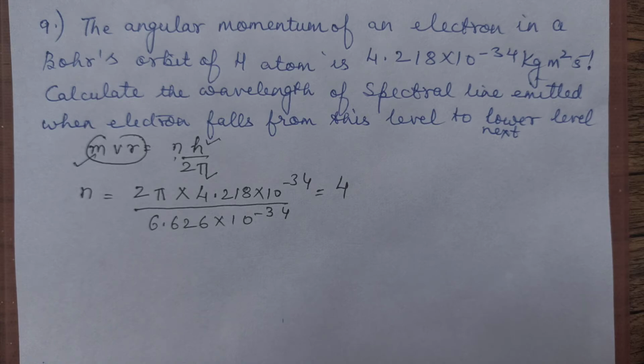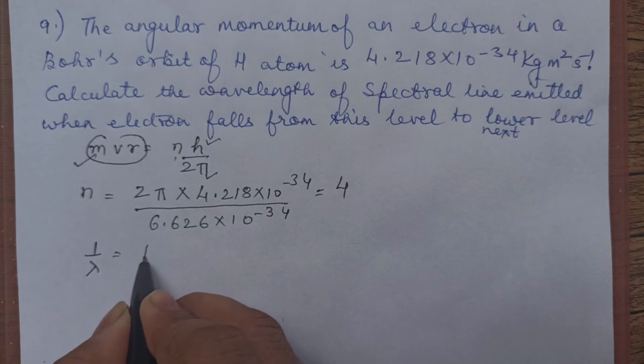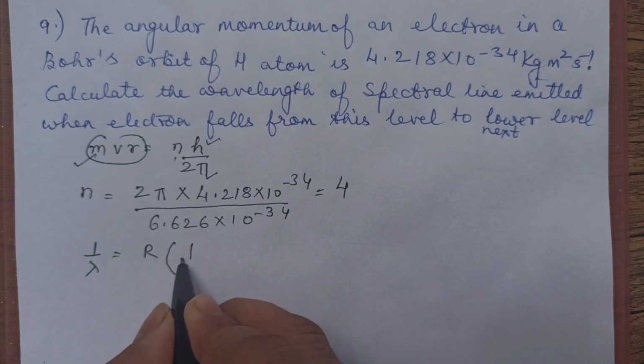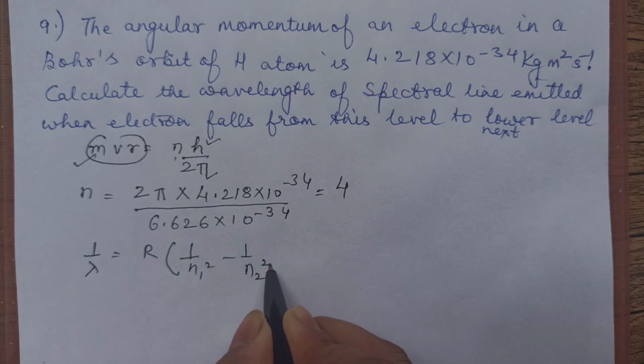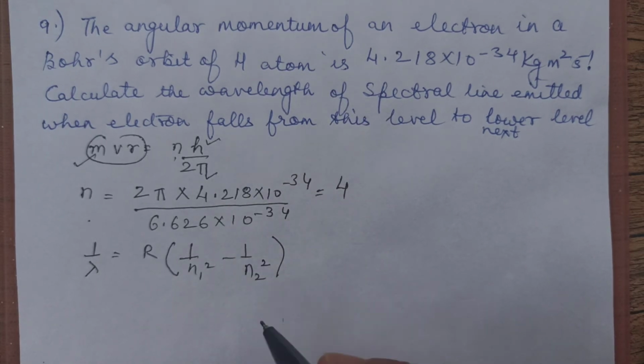They are asking us to calculate 4th to 3rd, which means the Paschen series. That means they are asking us to calculate the first line of Paschen. So 1 by lambda is R into Z squared for hydrogen. I am not writing it. So 1 by N1 square minus 1 by N2 square. Now what is N1 here? 3, because from this level it is going down. And N2 will be 4.